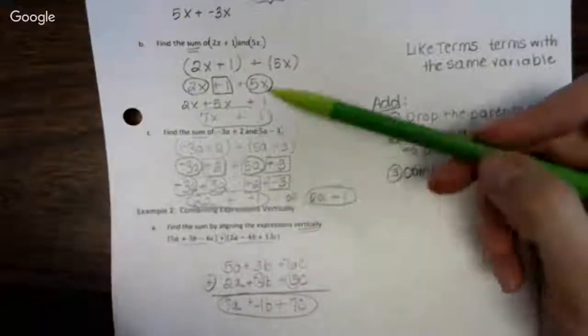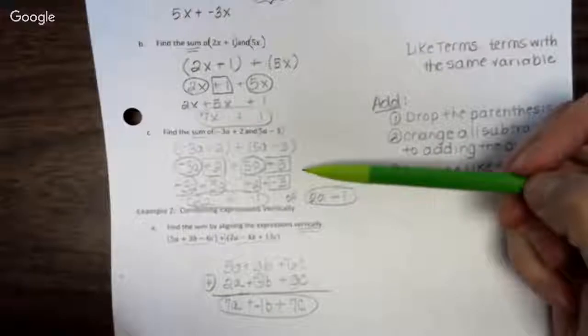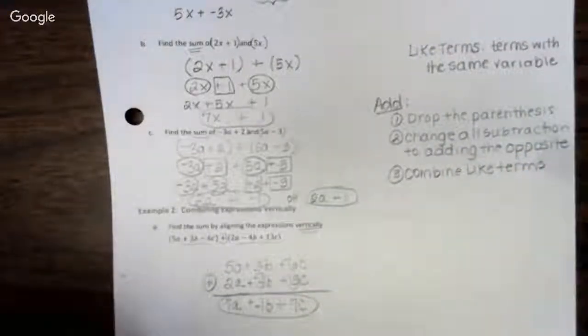This is the same as what we did up here, just this was horizontal and this was vertical lined up, where you don't have to do the circles and the squares. It's totally up to you how you want to do it.